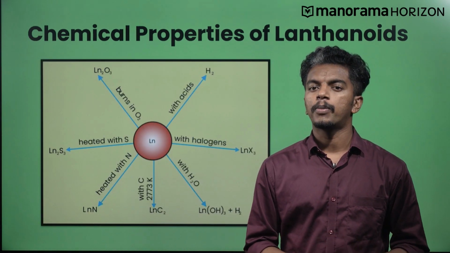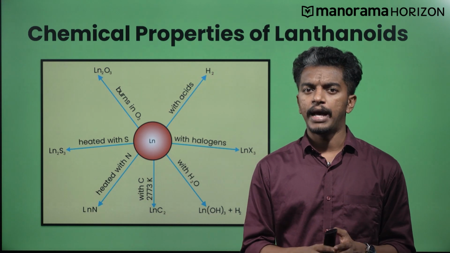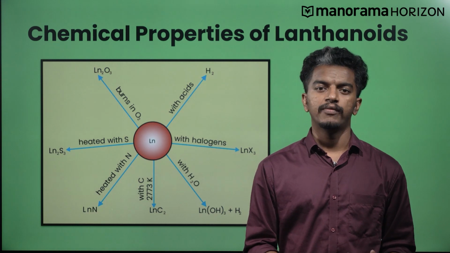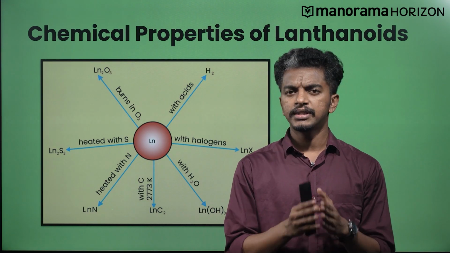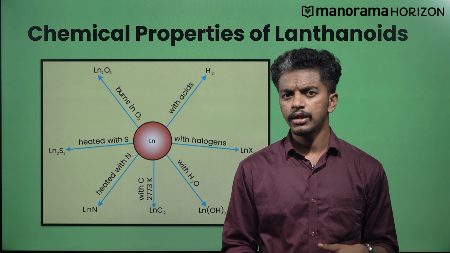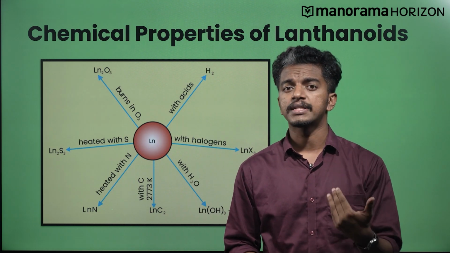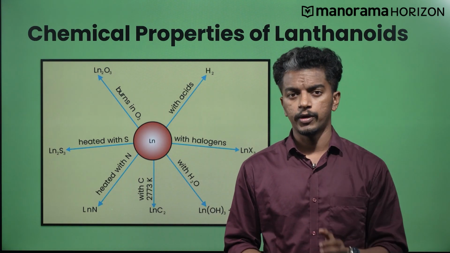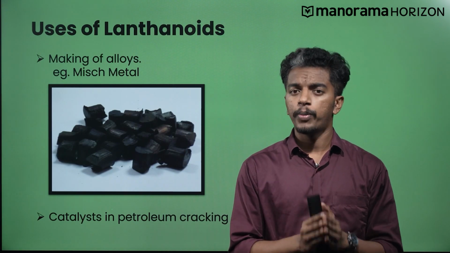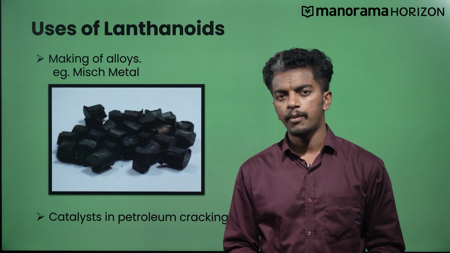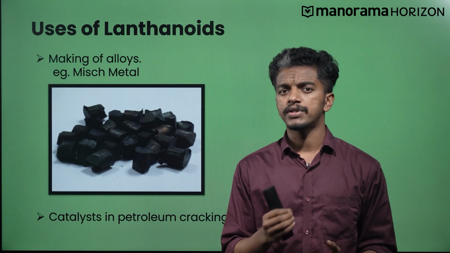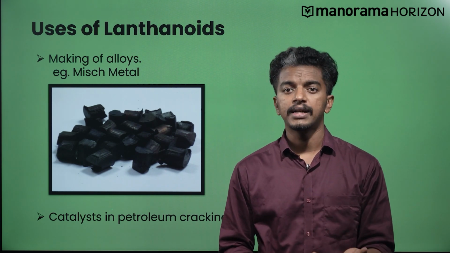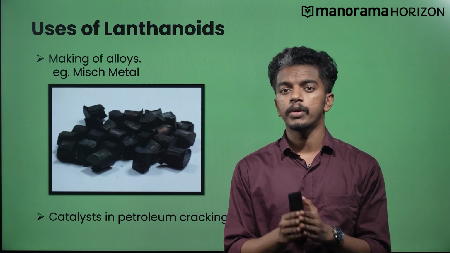Now, if you see the chemical properties of lanthanoids, they liberate hydrogen from dilute acids and burn in halogens to form halides. Metal combines with hydrogen when gently heated in the gas. Just like alkali and alkaline earth metals, lanthanides also form oxides and hydroxides. The carbides are formed when the metals are heated with carbon. Lanthanides, because of their unique properties, are also used to make alloys. For example, mischmetal contains 95% lanthanide and 5% iron. Also, metal oxides of lanthanides are employed as catalysts in petroleum cracking.